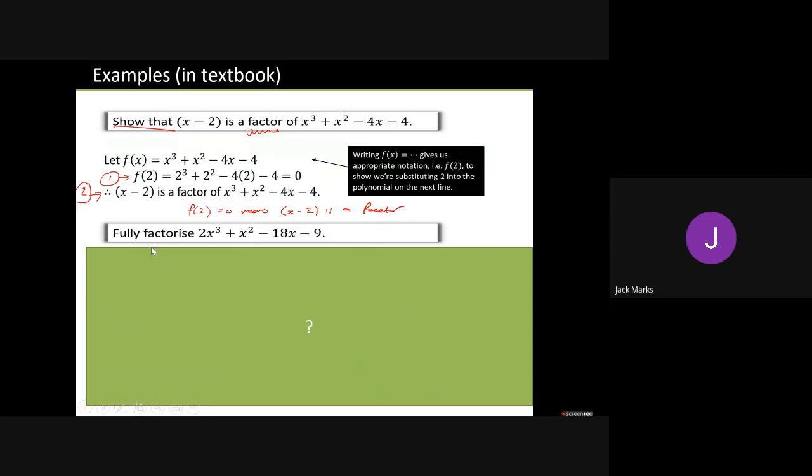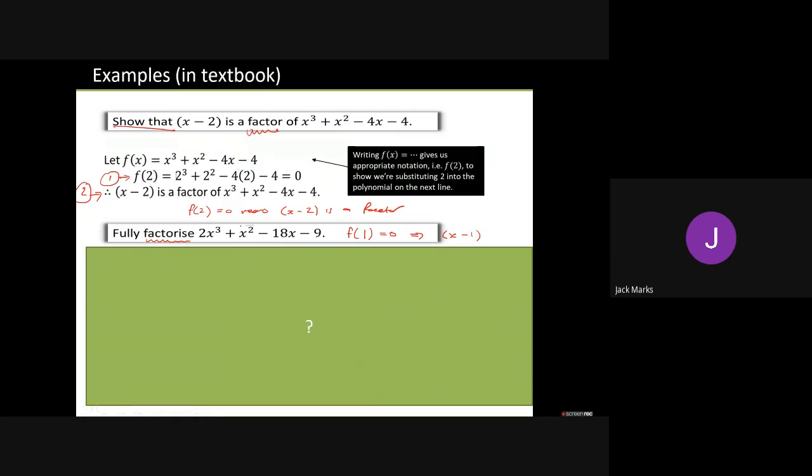Fully factorize for this one here. What's different here is they're not telling you what a factor is. They don't give you any ideas, but we can pick some numbers. For example, if I pick 1 and I show that f of 1 is 0, that would mean that x minus 1 will be one of the algebraic factors, and that would let me factorize. Factorize just means put it all into factors.